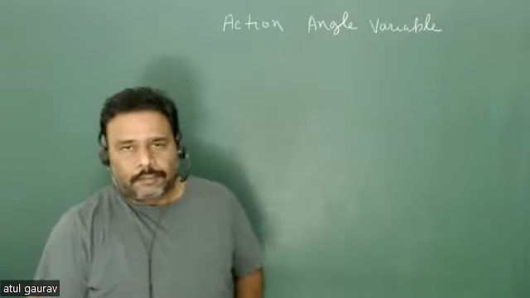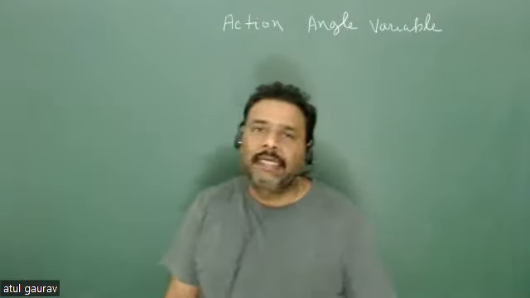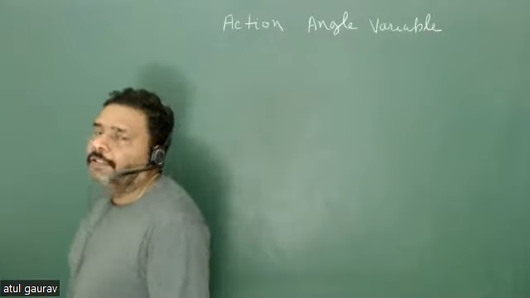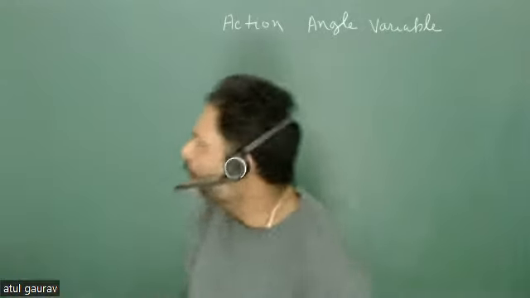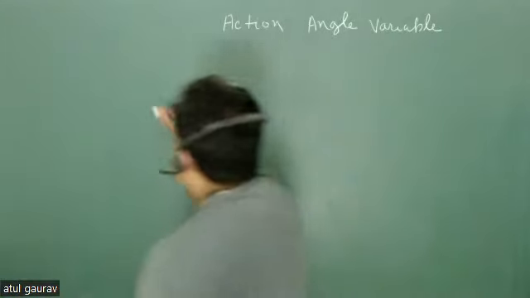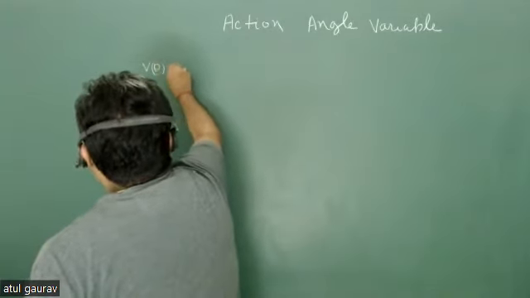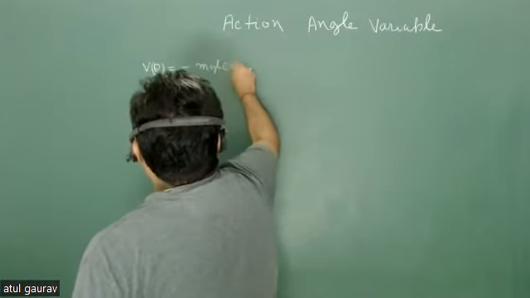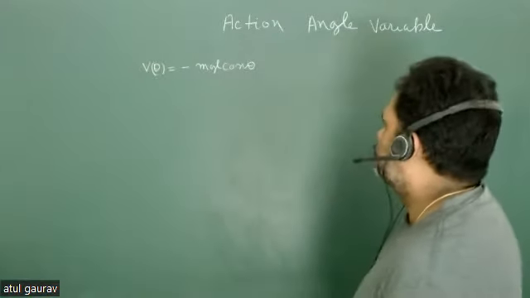Let's go for our next topic, that is action angle variable. Before going to action angle variable, I will draw the phase curve of a simple pendulum. The potential for a simple pendulum, we will discuss in the next class in general, is V(θ) equal to minus mgl cos θ. So this is your simple pendulum potential.